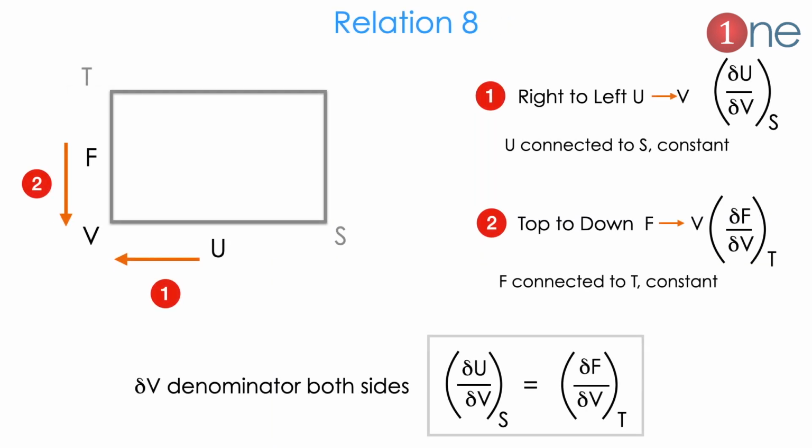The next and similar equation, we start with the V corner. For the first relation we start with U, so ∂U/∂V, and the second relation we start with F, so ∂F/∂V. Here the constant is U attached with S, so that is the constant, F attached with T, that is the constant there. So the relationship is ∂U/∂V at constant S and ∂F/∂V at constant T. So it's easy. These are all the 8 relations here.